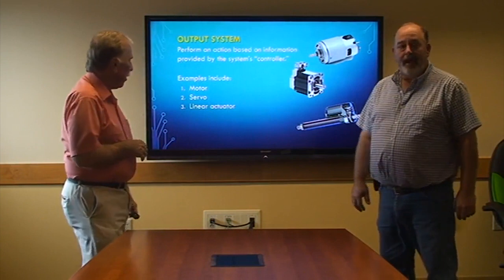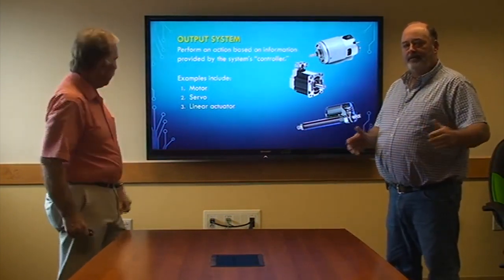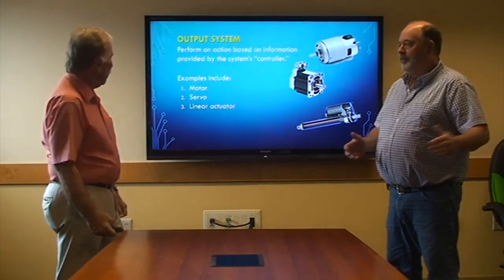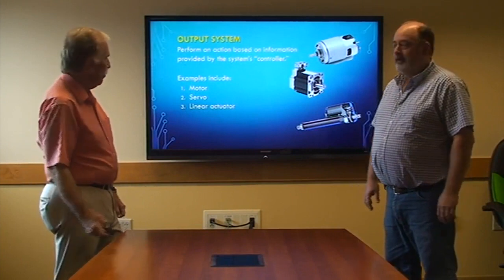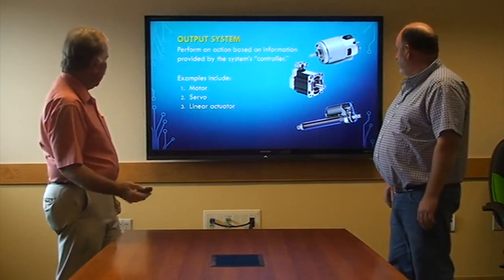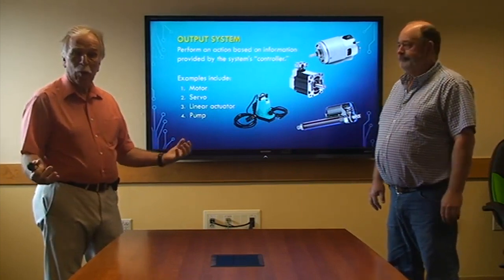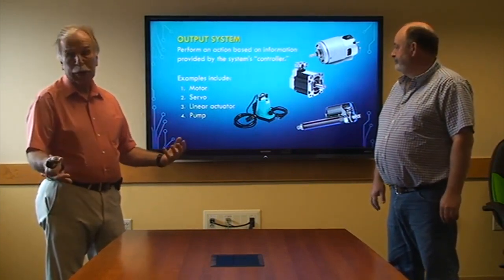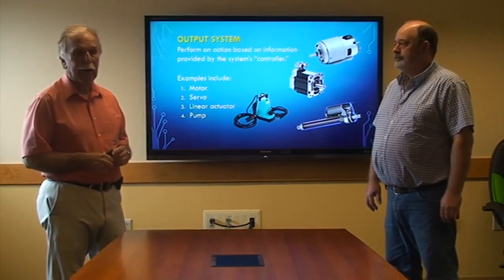Then you have the linear actuator, where it basically takes that output and creates some type of linear action, some type of movement, and generally it's done by a motor through gears, but it is a type of linear action. And then your pump. It would be another one when you need to move some type of liquid, for water as an example. So pumps are also very commonly used as an output type device.